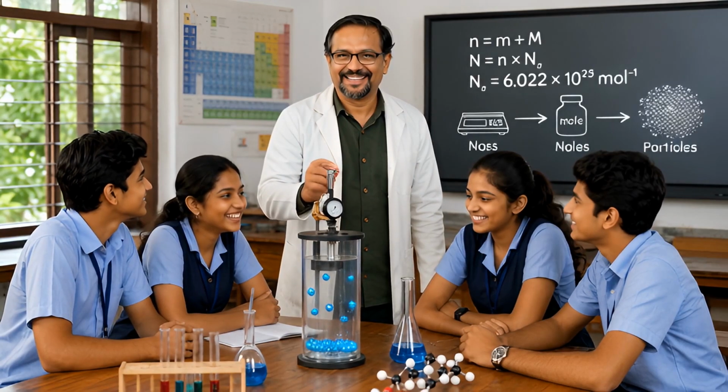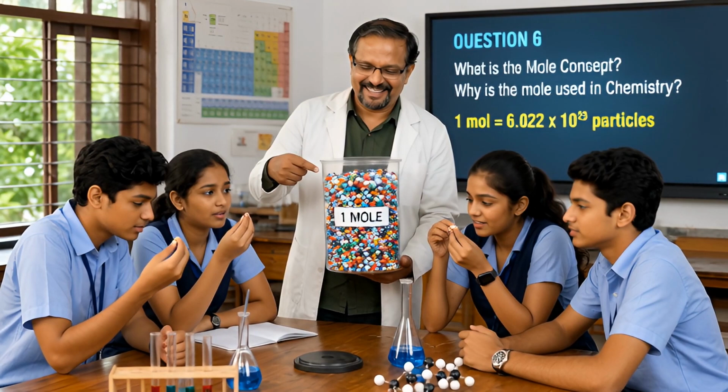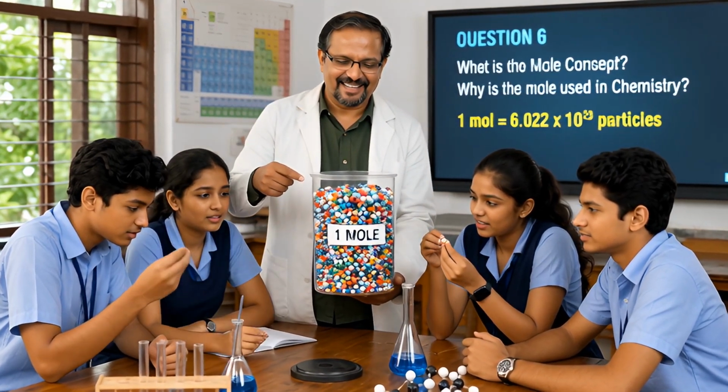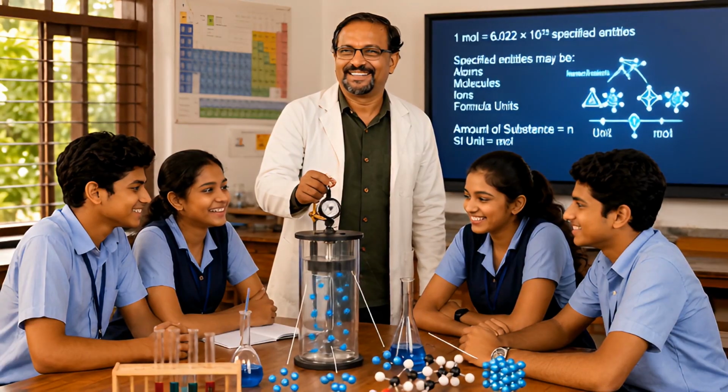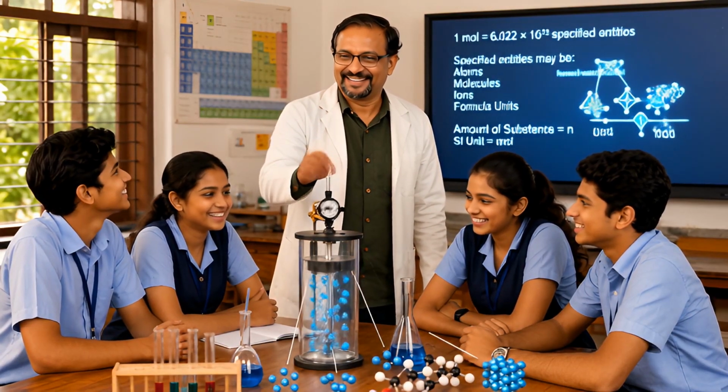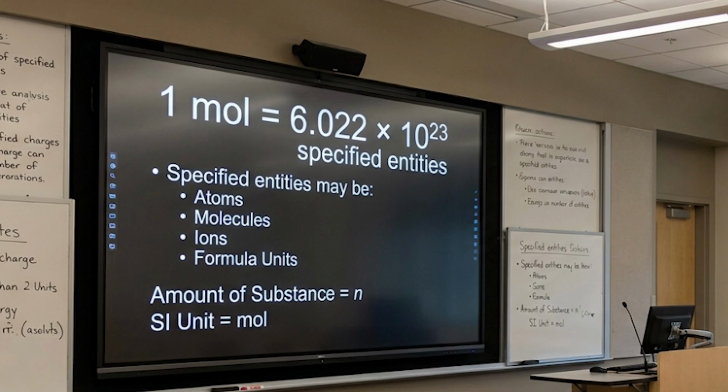Listen carefully to the sixth question. What is the mole concept? Why is the mole used in chemistry? To count extremely small atoms and molecules, to express ions and formula units in large groups, and to state the amount of a substance clearly, we use the mole concept, an important concept in chemistry. 1 mole means a fixed number of particles. They may be atoms, they may be molecules, they may be ions, or they may be formula units.